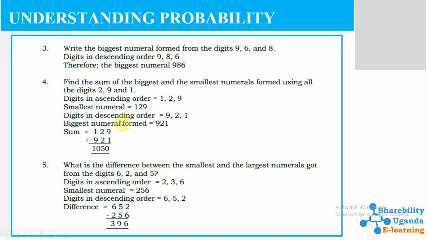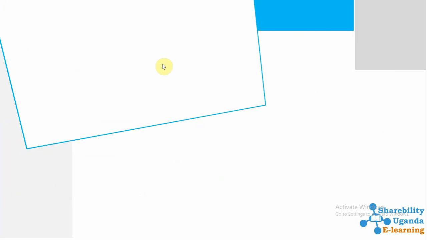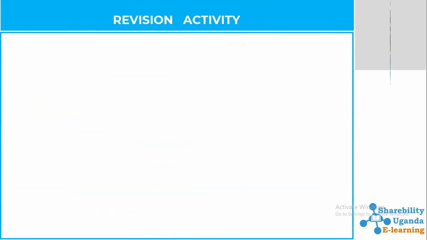That means we should be able to form the numerals from these numbers which are given, such that we can solve one by one and understand which one is the biggest and which one is the smallest. Alright, so let's get started and see our digits that have been given. I've been given a 9, 6, and 8. So that's what we are going to start with.